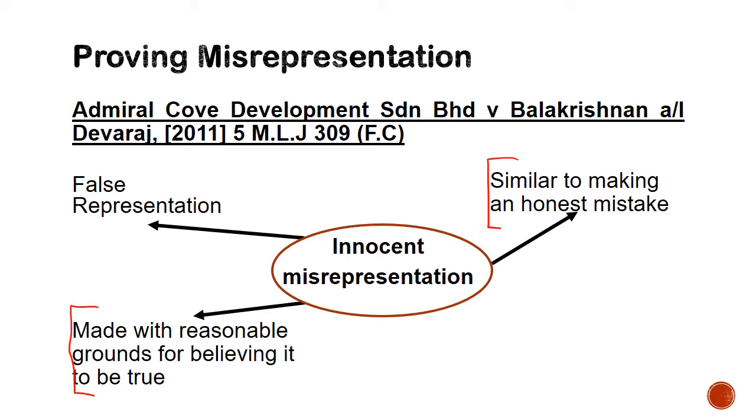So if you compare Admiral Cove with the previous case that explained what is misrepresentation when we started off this particular subtopic, you'll find that there is a bit of a difference. Here the focus is honest mistake. But that case probably casts a much wider net in terms of what it means to be misrepresentation.